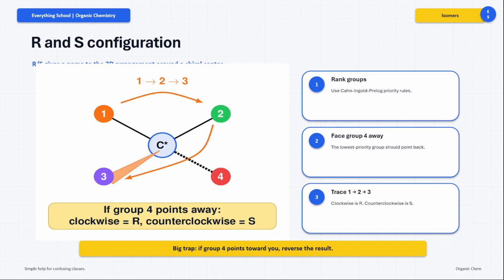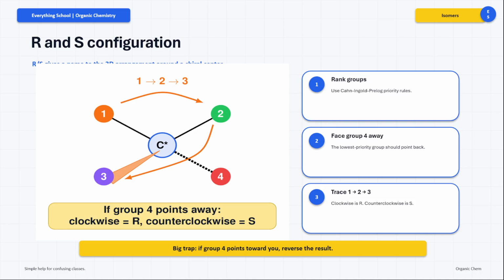Slide 19. R and S configuration. R and S are labels used to describe the arrangement around a chiral center. To assign R or S, use the Cahn-Ingold-Prelog priority rules. First, rank the four groups from priority 1 to priority 4. Priority 1 is the highest priority. Priority 4 is the lowest priority.